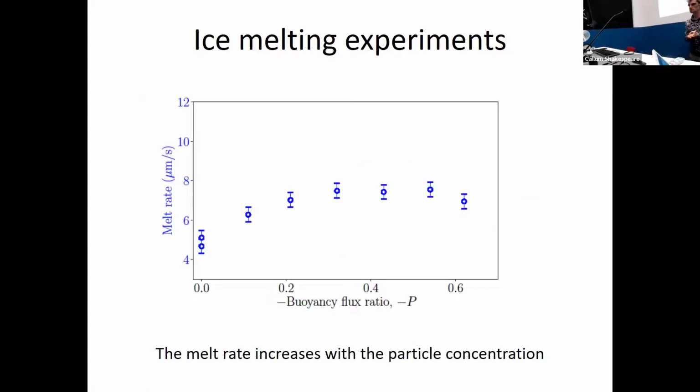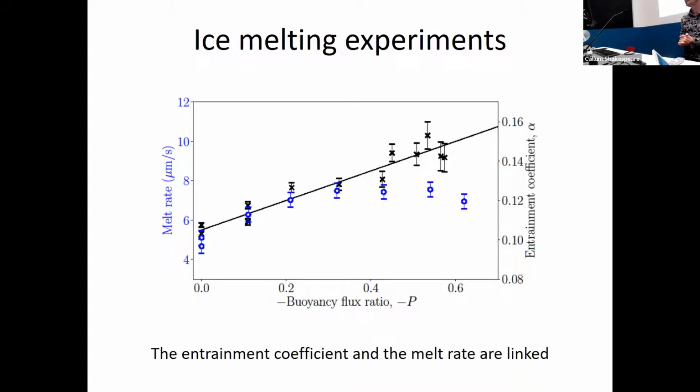So if we look at the results, this is our melt rate on the y-axis and our buoyancy flux ratio on the x-axis. And what we see fairly clearly, note this scale doesn't start at 0, is that our melt rate increases by about 50% and then appears to reach a constant value. If we look at our entrainment coefficient on the same plot, we can make these look how we like, but hopefully you can be convinced that there's some link between these two things. So our melt rate and our entrainment coefficient seem to be linked, at least to some point.